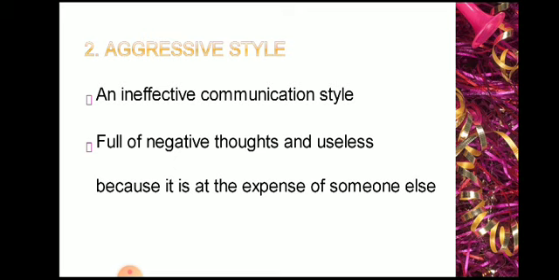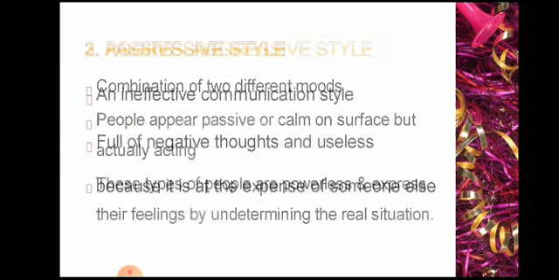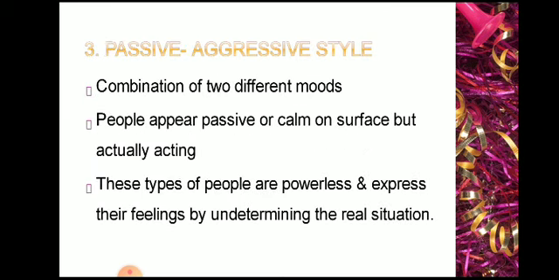Then the third style of communication people were having is passive aggressive. Generally, this style is a combination of two different moods of a person: passive and aggressive. Passive, generally, you can say assertive style. And aggressive, the earlier style. Both styles we have combined in it.